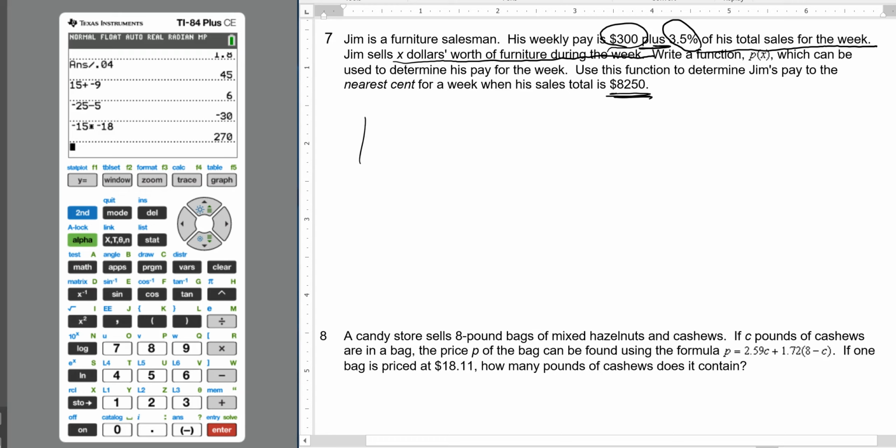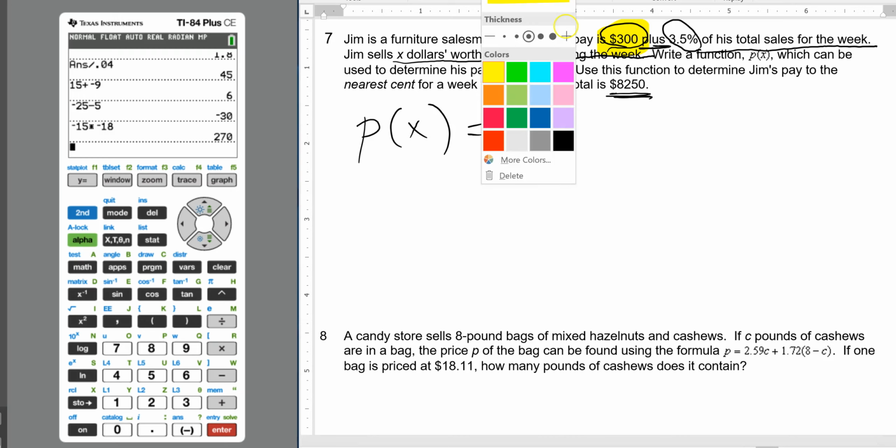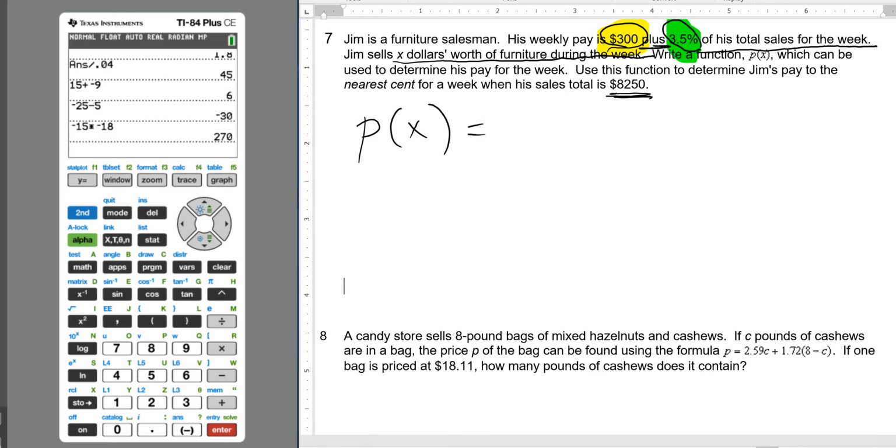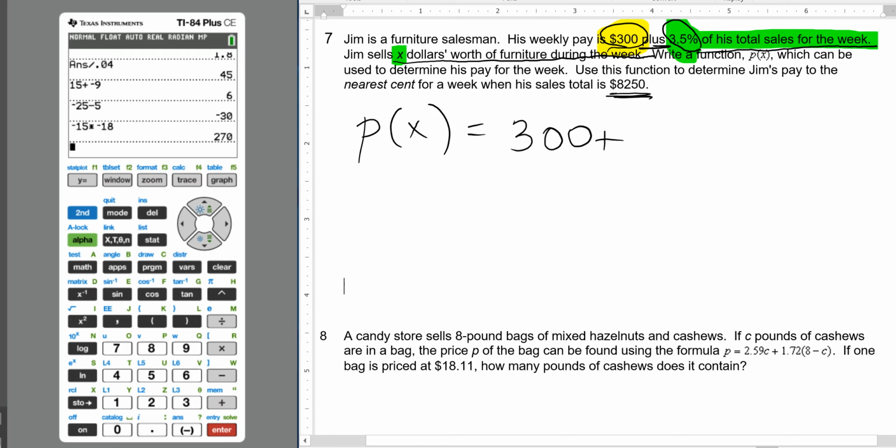Okay, so P of X, this function, is based on two things. Money that he makes automatically, $300 a week no matter what, and money that is dependent on his total sales, X, for the week. Okay, so 300 is a number that stands by itself because no matter what, he makes 300. The 3.5% is attached to X.